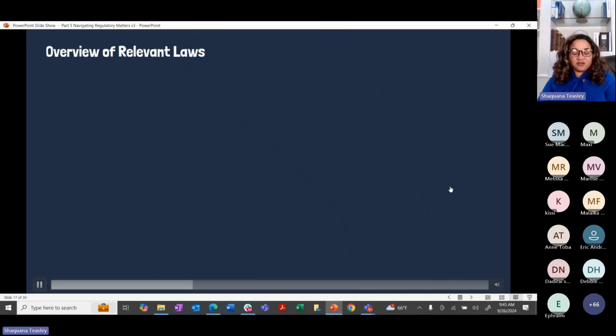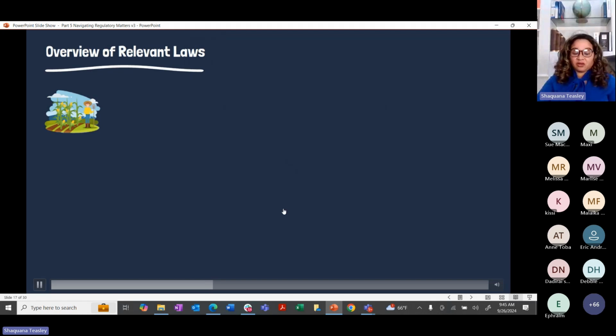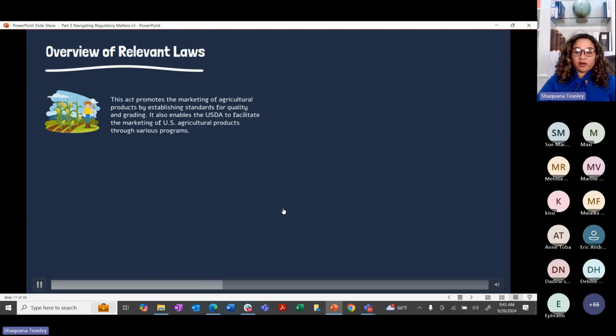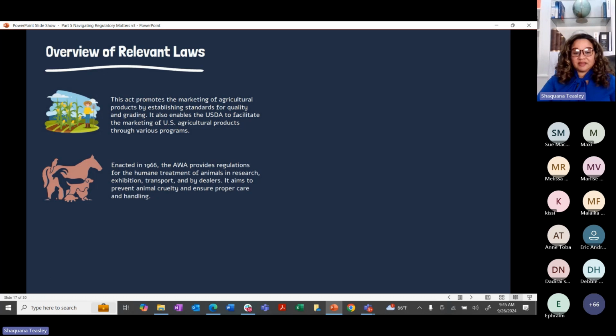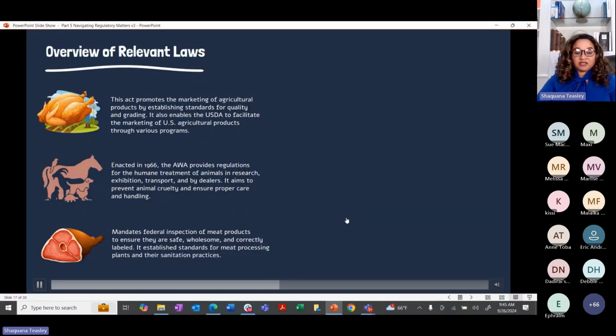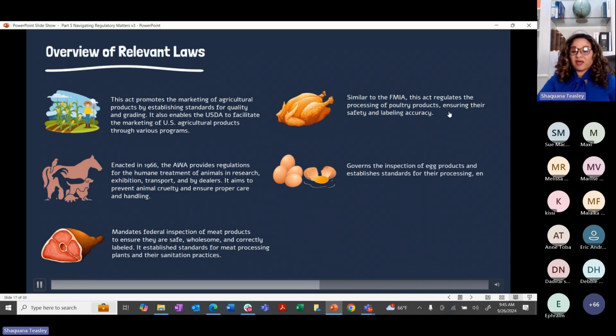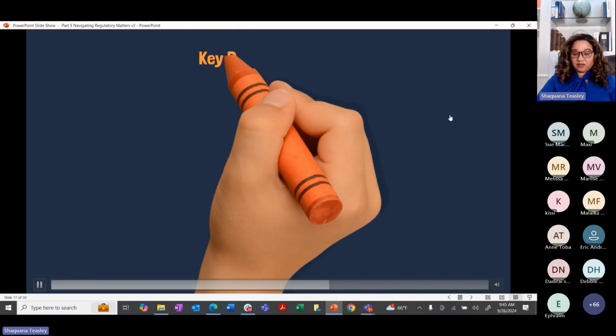So here's the relevance of the laws for USDA. First thing we want to keep in mind is agriculture. The Act promotes marketing of agriculture to facilitate marketing in agricultural goods. They were enacted in 1966. The AWA provides the regulations for humane treatment of animals. Then we have the mandates for the inspection of meat products to ensure that they are wholesome and correctly established. Then we have the FMIA. This act requires the processing of poultry goods, ensuring safety.